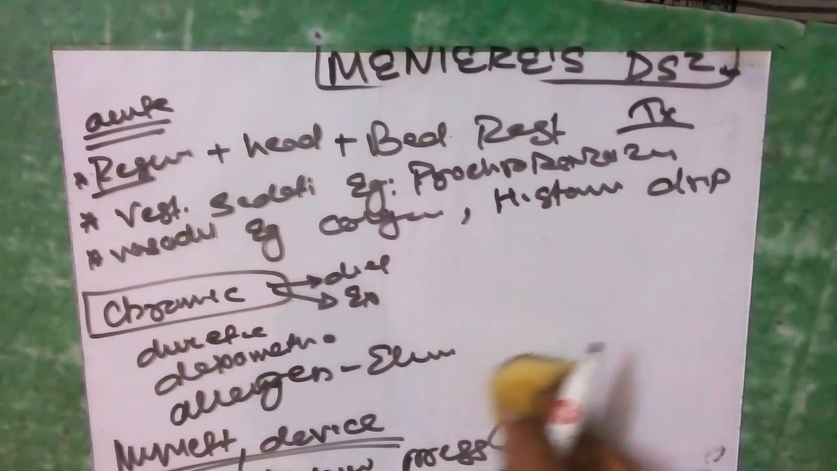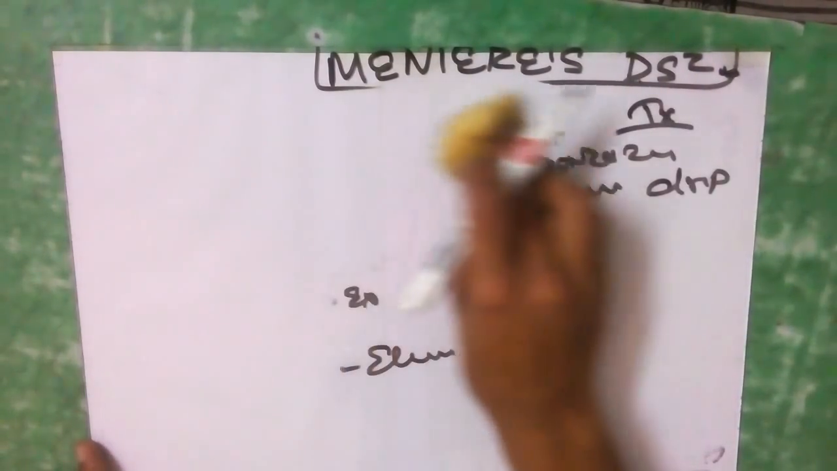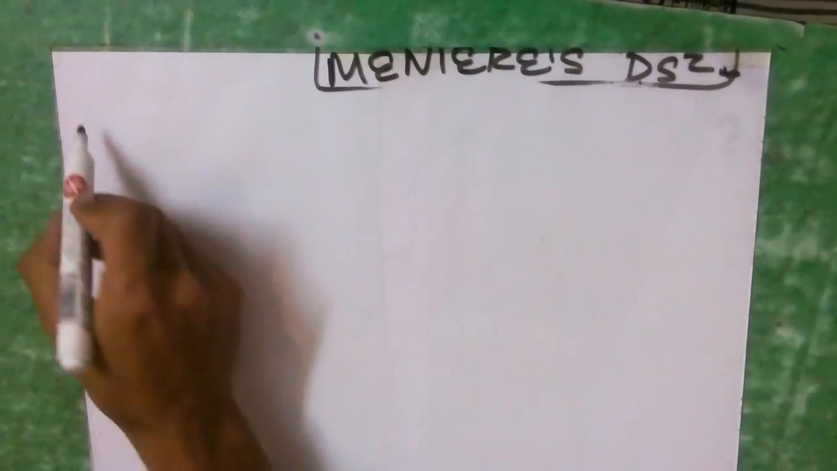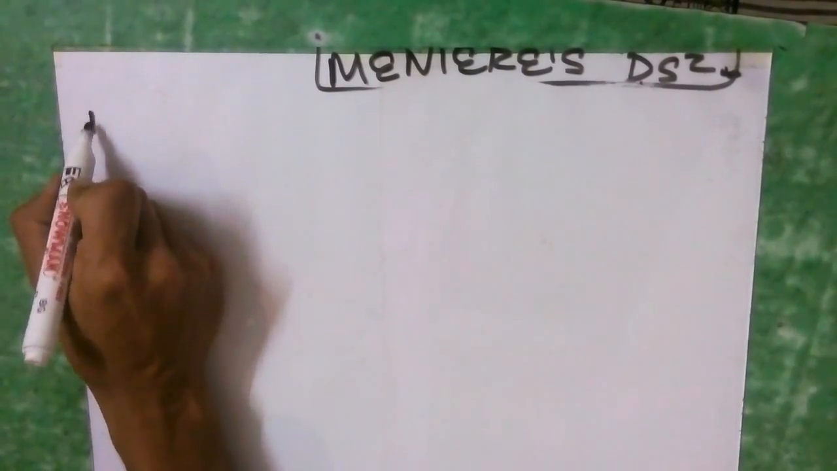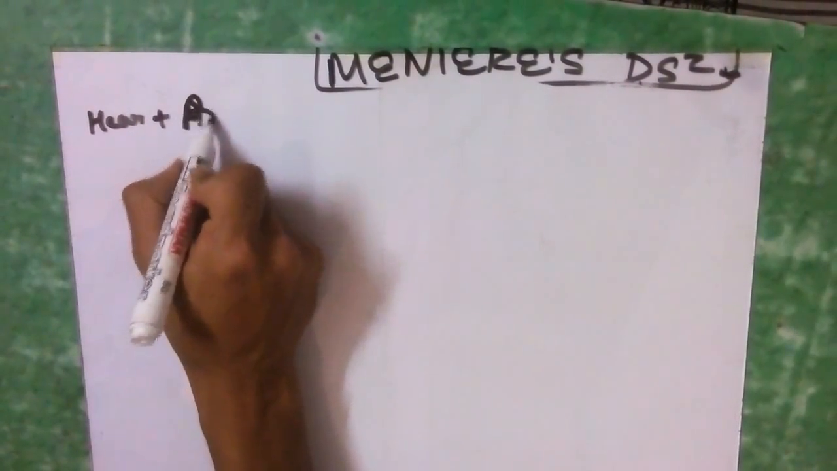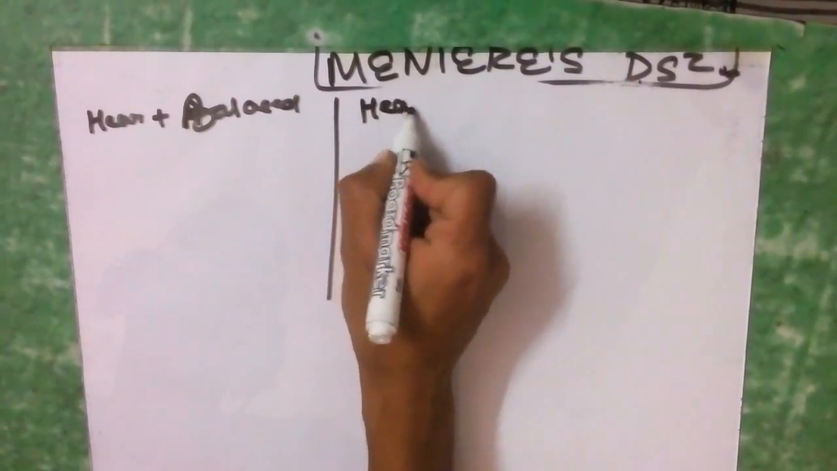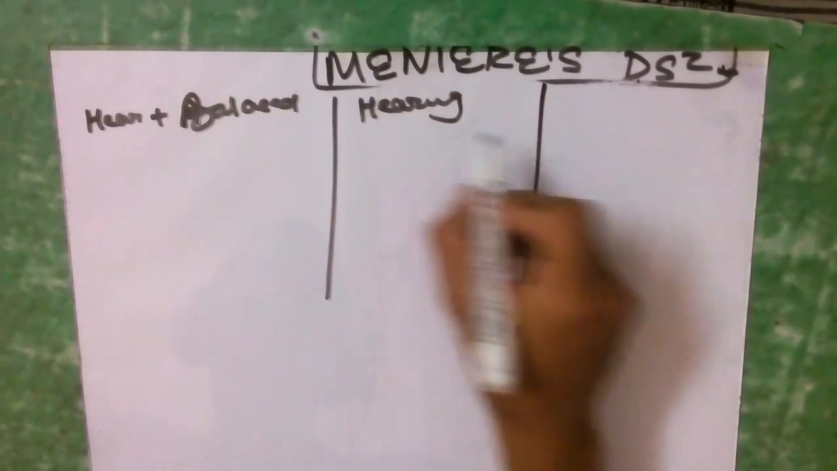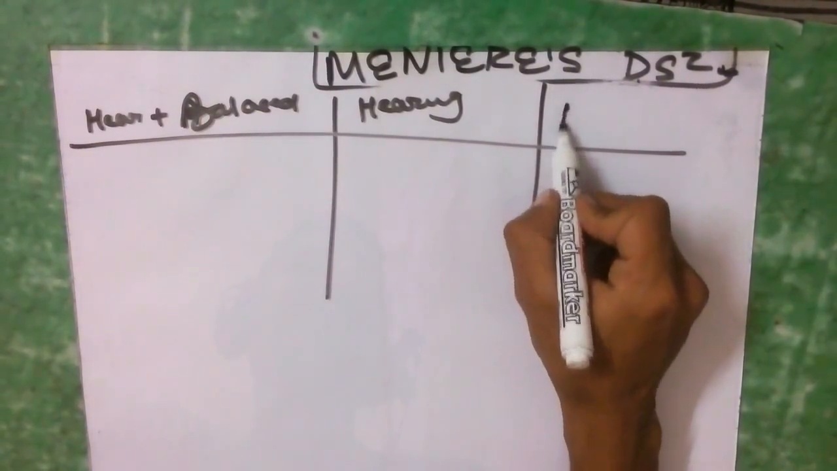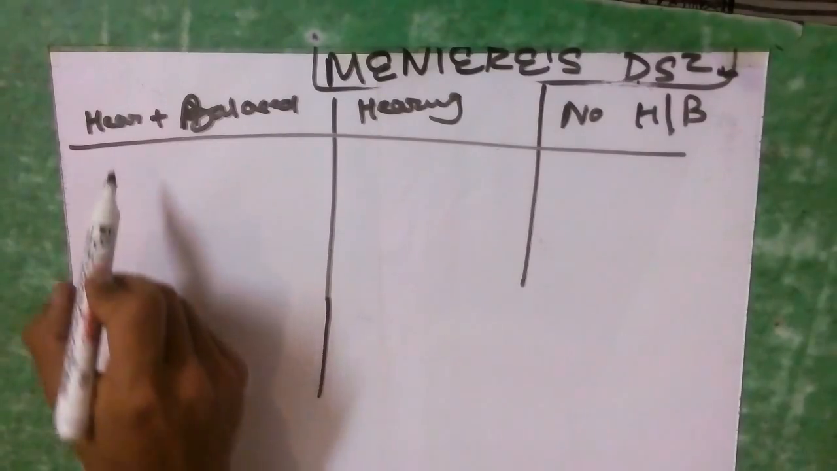Surgical treatment can be done either by preserving both hearing and balance, or by preserving only hearing and ablation of the balance, or by the ablation of both hearing and balance mechanism. Look, in the first, both hearing and balance are preserved. In the second, only hearing is preserved with ablation of balance, and at last ablation of both, meaning no hearing, no balance.